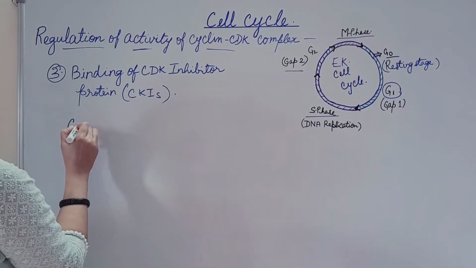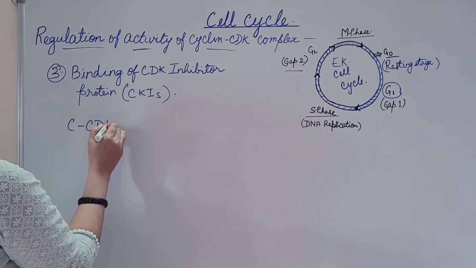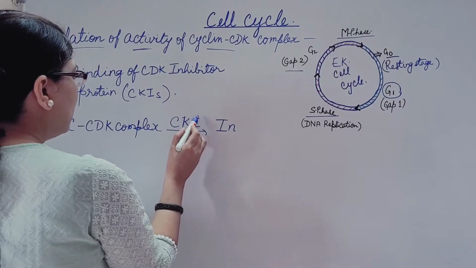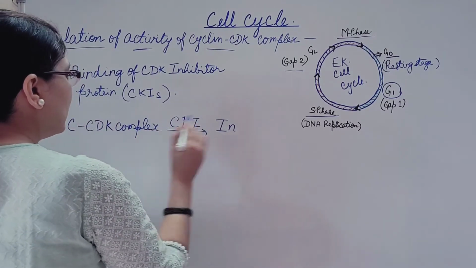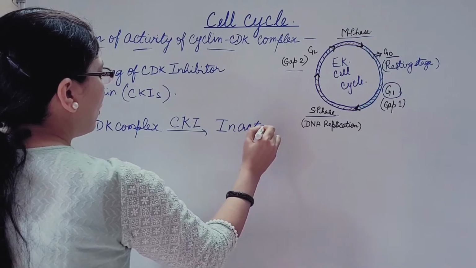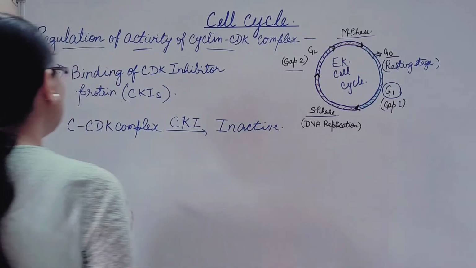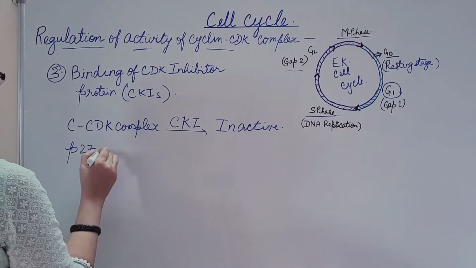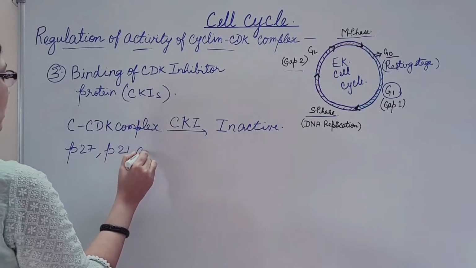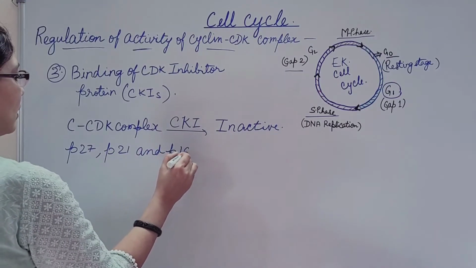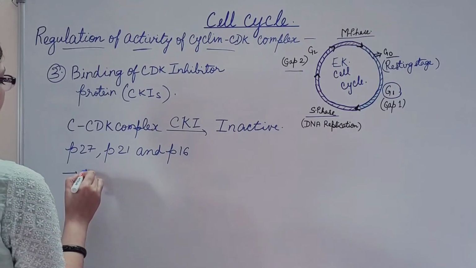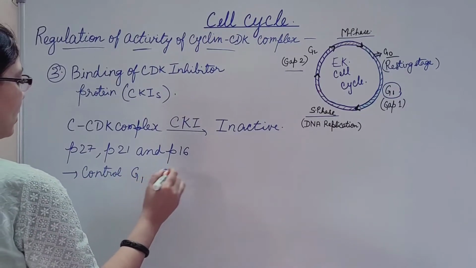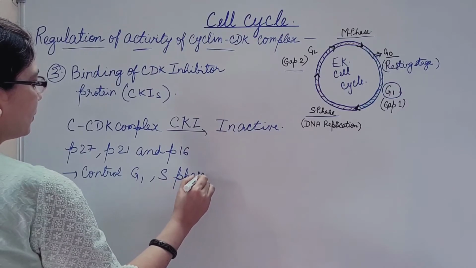Cyclin CDK complex activity is also regulated by binding of CDK inhibitor proteins. CDK inhibitor proteins bind with cyclin CDK complex. When a CDK inhibitor protein binds, the complex becomes inactive. Some of the CDK inhibitor proteins are P27, P21 and P16. These control the G1 or S phase of the cell cycle.